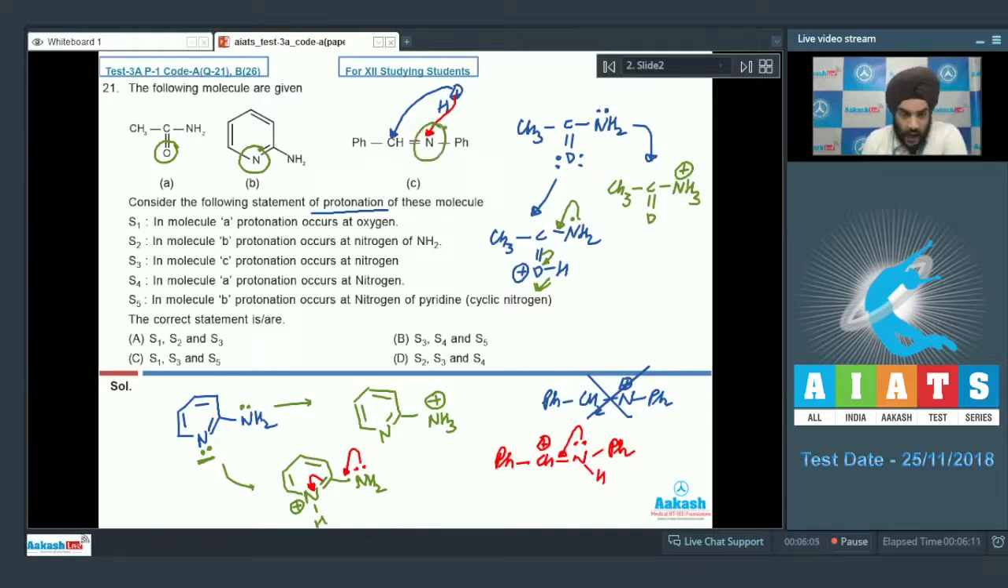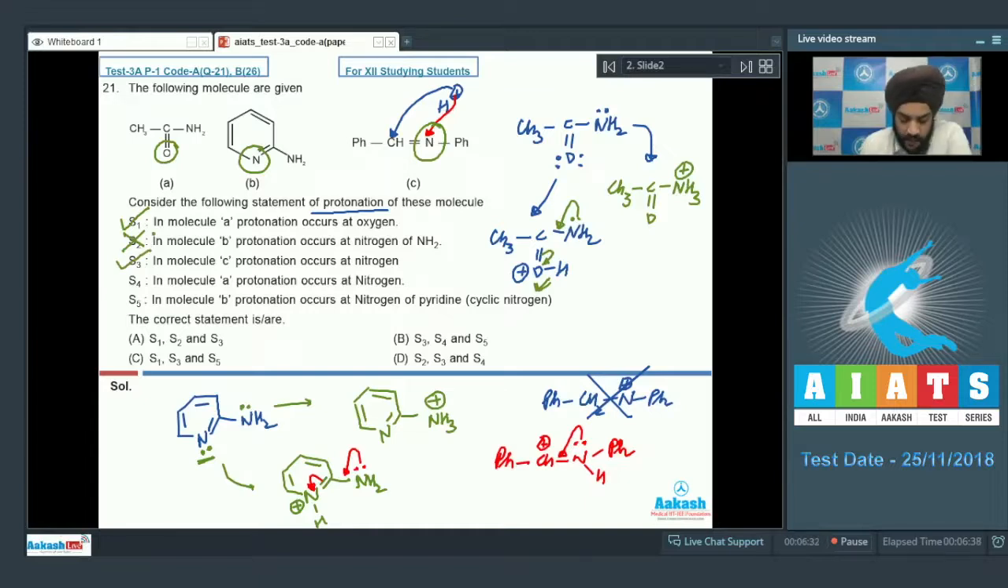So if we look at the options, let us look at S1. In molecule A, the protonation occurs at oxygen. Yes students, this statement is correct. Let us look at statement 2. In molecule B, the protonation occurs at nitrogen of NH2. So this statement is incorrect. The protonation occurs at the cyclic nitrogen. Let us look at statement 3. In molecule C, the protonation occurs at nitrogen. This statement is also correct, students.